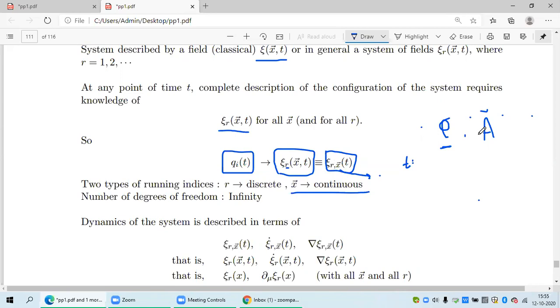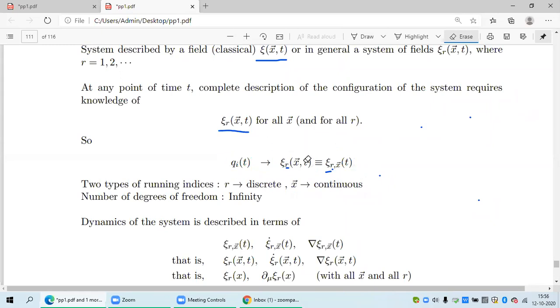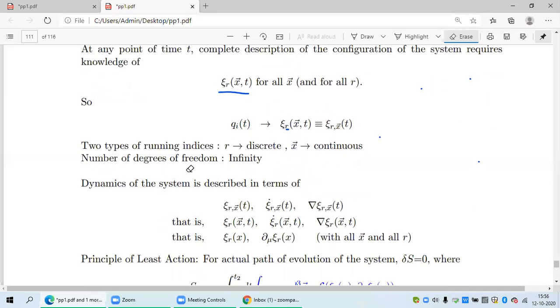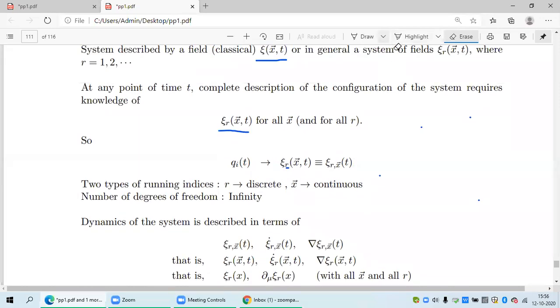R can be 4 for the electromagnetic field, and X can be any point in space. So how many are there? The possible indices R may be 4, finite, but X should be infinite. So all this infinite set of quantities, seen as a function of time, behaves as a generalized coordinate for the system. Clear? Think of this. Therefore the number of degrees of freedom of the system is infinity.